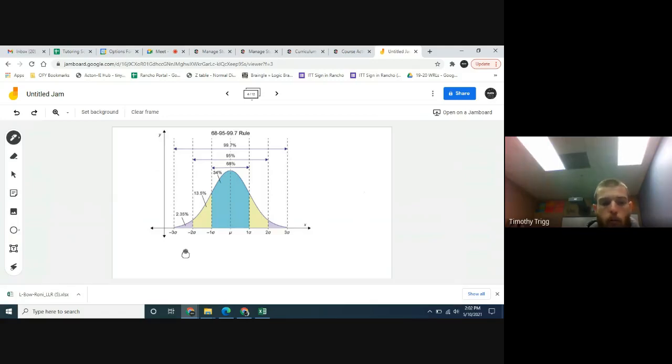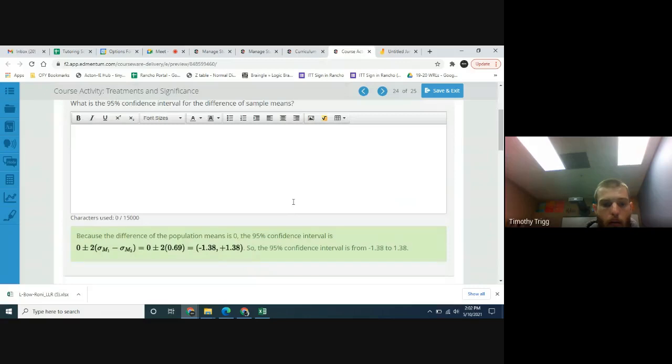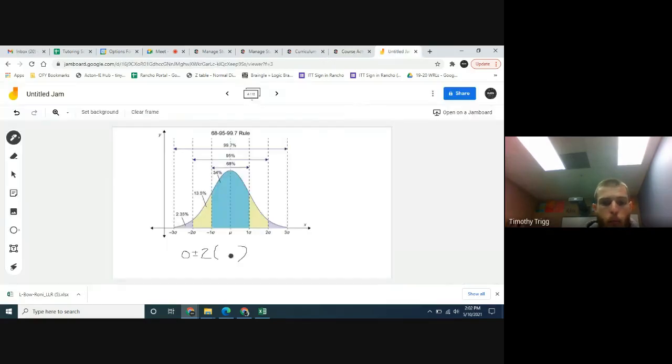So if there was no difference, so we would say there was 0 difference in the population, plus or minus 2 times 0.69. Okay, because remember, this is a standard deviation. So 2 standard deviations above or below. That's why there's plus or minus there. So that's plus or minus 1.38.